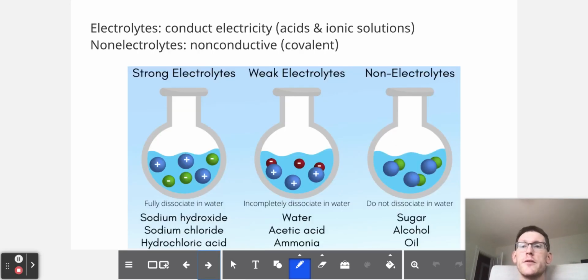Solutions may be electrolytes, which are conductive of electricity, examples being any acids or ionic solution. A strong acid will be a strong electrolyte, a weak acid will not produce many ions in solution, and therefore will be a weak electrolyte. Non-electrolytes contain covalent compounds and do not conduct electricity.